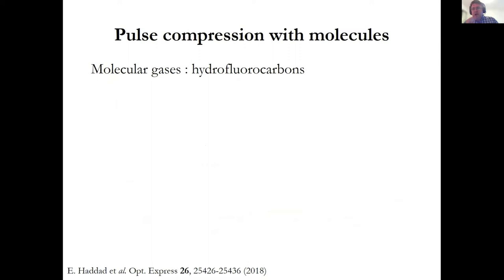Now I want to switch to the real topic of my talk today. So far I have shown you results on hollow fiber compression with noble gas. A few years ago, by accident, and I have the can with me, you see this can, I use this to clean my computer to remove the dust. In this can, there are hydrofluorocarbons. And by accident, a few years ago, one of my postdocs was just cleaning the input of a fiber that was installed on the optical table in air.